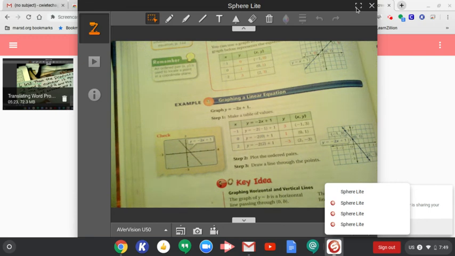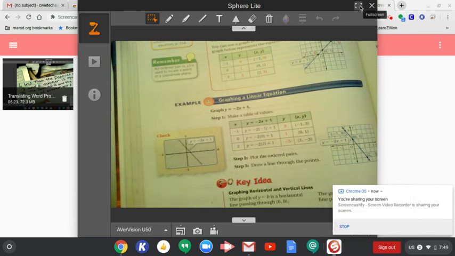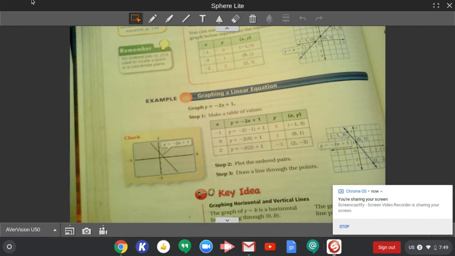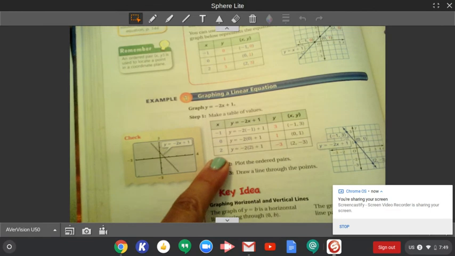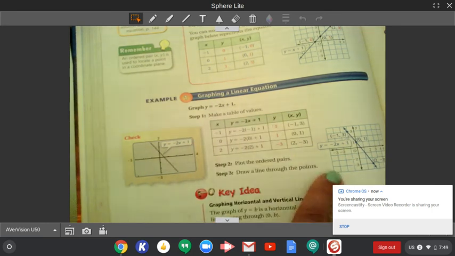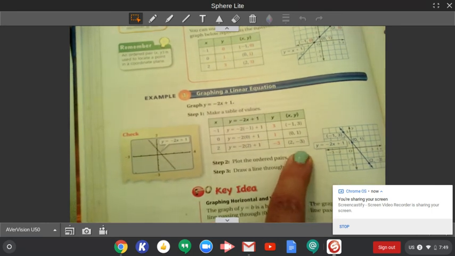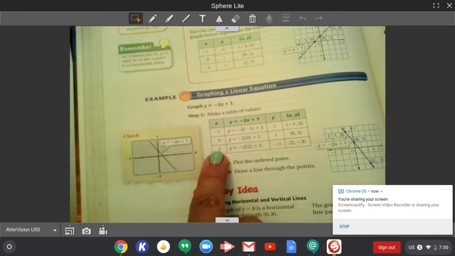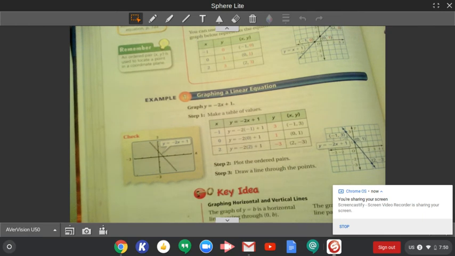Good morning. Today we are starting Chapter 4 in our 8th grade math textbook, Big Ideas, and we are looking at creating a table of values based on a linear equation, and we are going to create a set of points that later on we're going to graph. Today we're just going to focus on creating a table of values.